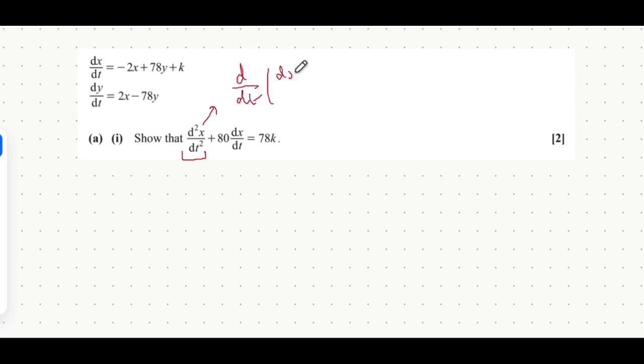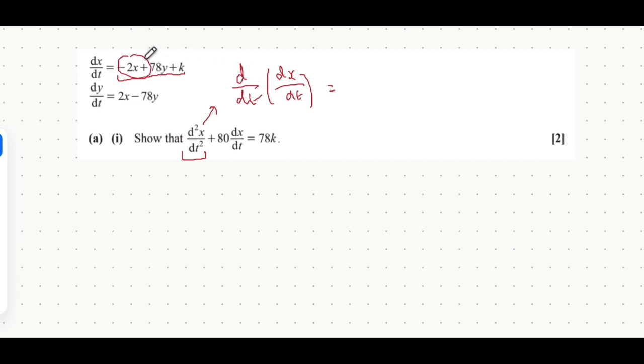The reason we can write it out like this is because in this format, the numerators would multiply to give d squared x, which is what we need, and the denominators would multiply to give dt squared. So what that means is we have to use implicit differentiation in this question. The reason for that is because everything of dx by dt is not written in terms of t.